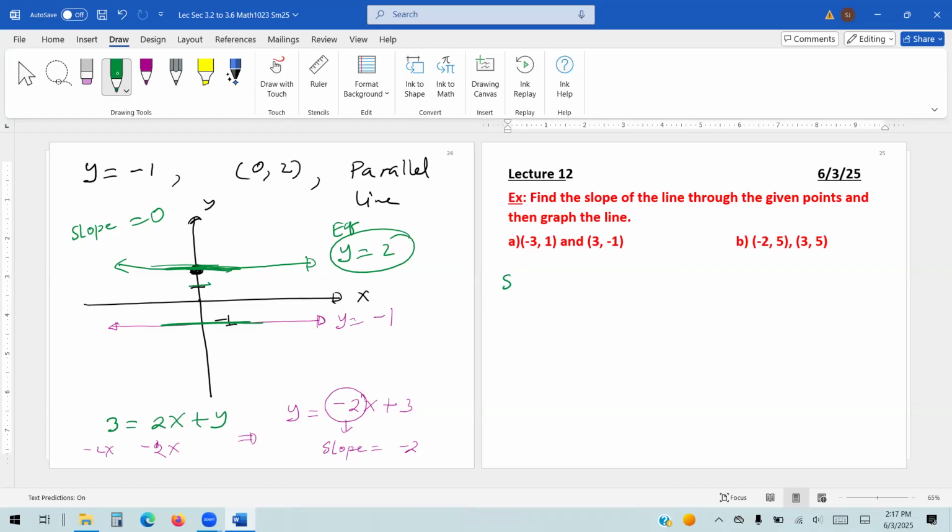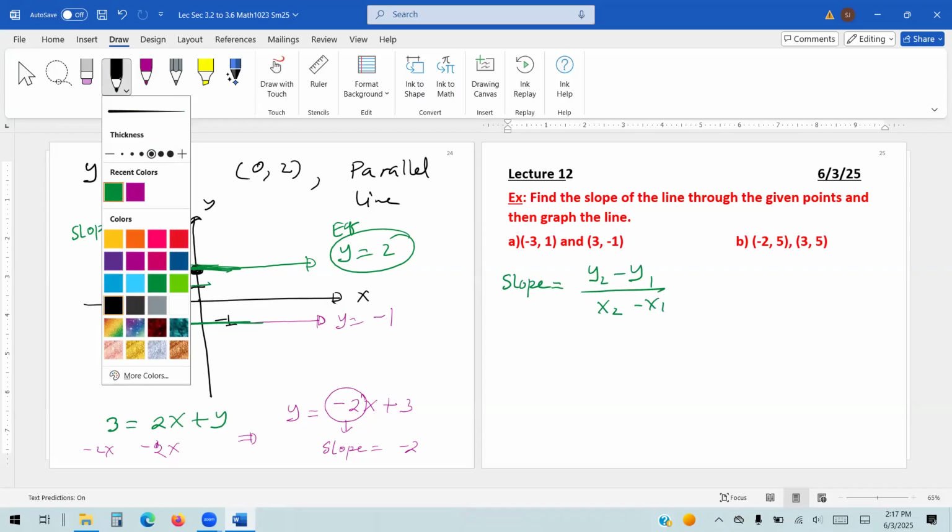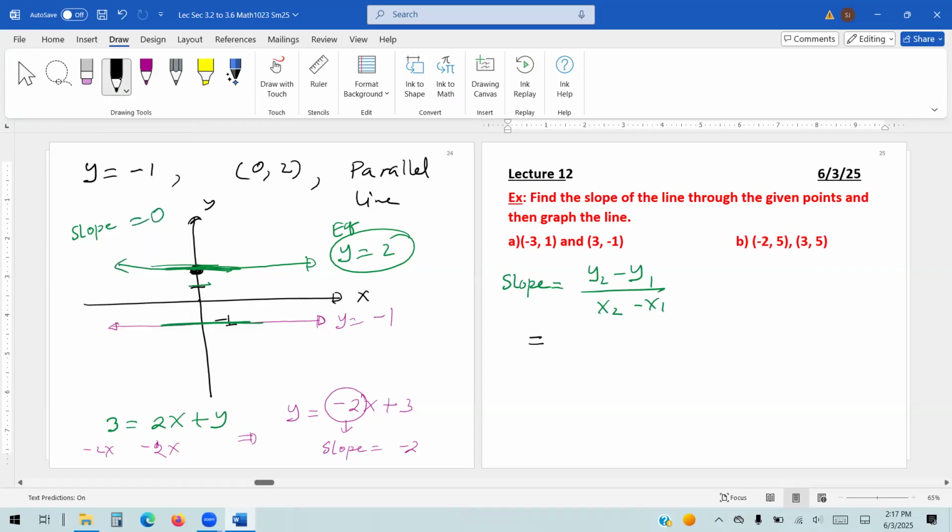y2 minus y1 over x2 minus x1. So what do we have here? y2 minus y1. What minus what? Go ahead, Jason. Maria. 1. And how about the x's? 3 minus 3. So yesterday I must have made the mistake.